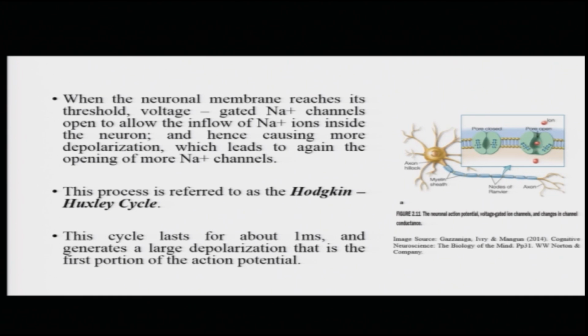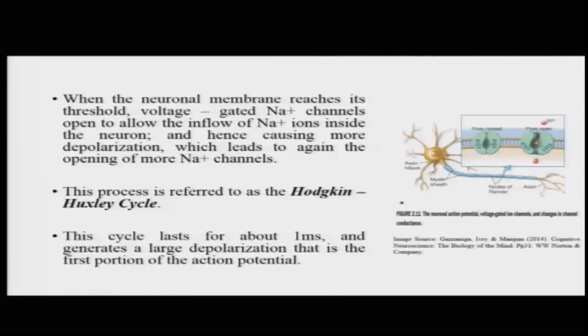Now, when the neuronal membrane reaches this threshold of -55 millivolts, voltage gated sodium channels allow the inflow of sodium ions towards the inside of the neuron, and hence cause it to be more depolarized. This then leads to the opening of more sodium channels, which creates a cycle: the neuronal membrane keeps getting depolarized, and it keeps opening sodium channels to bring in more sodium ions. This is a very short process, lasting not more than 1 millisecond, and is referred to as the Hodgkin-Huxley cycle of regeneration of the action potential. This cycle generates a large depolarization, which is the first portion of what we are referring to as the action potential.